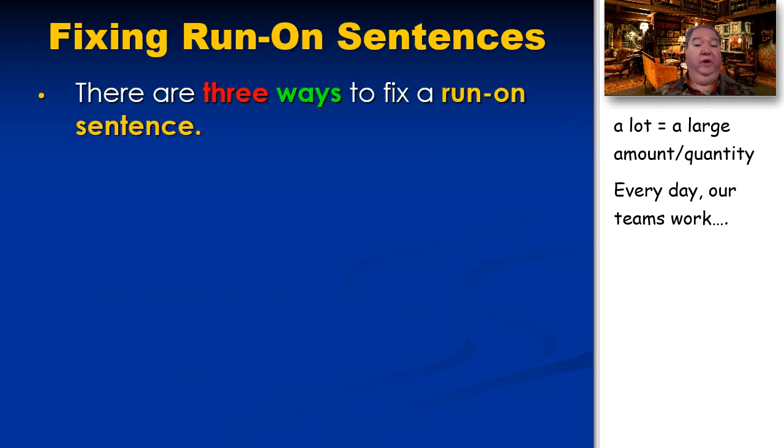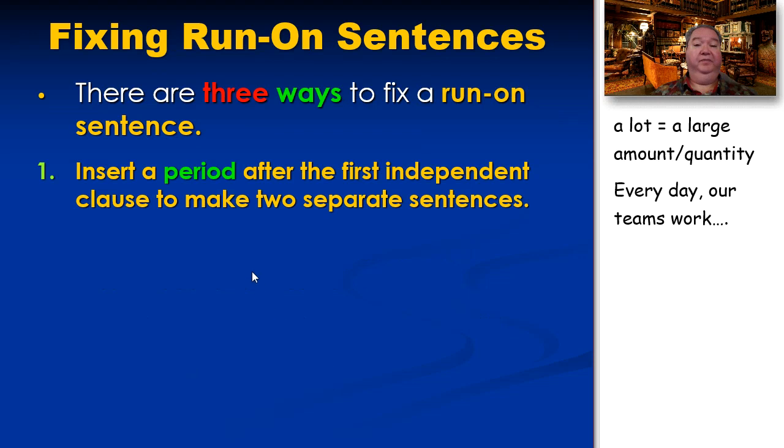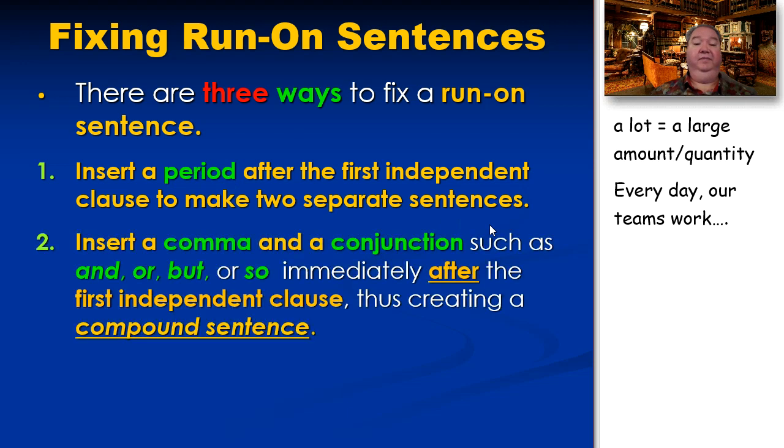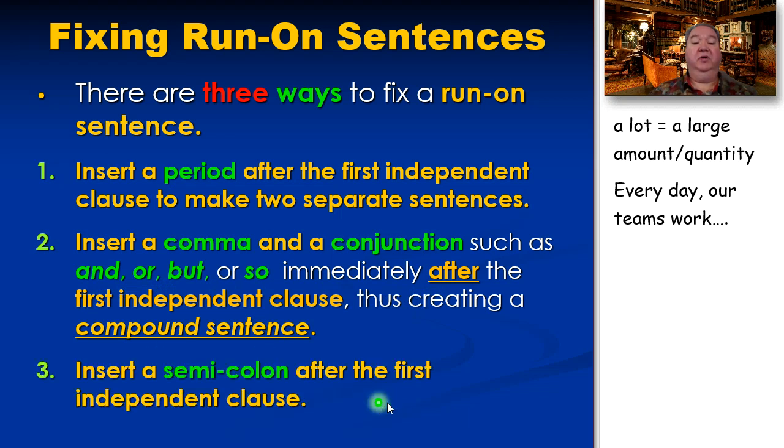So there are three ways to fix a run-on sentence. We can insert a period after the first independent clause to make two separate sentences. We can insert a comma and a conjunction, such as and, or, but, or so, immediately after the first independent clause to make a compound sentence, or we can insert a semicolon after the first one. These should look very familiar to you. These are basically the same methods we used to fix comma splices.